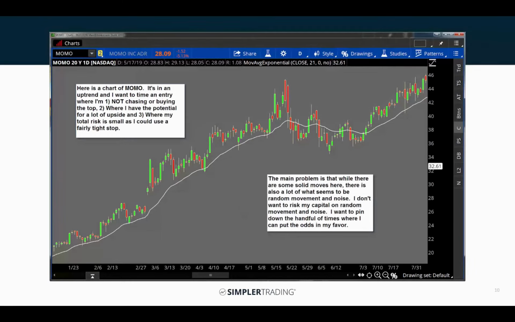Okay, so let's back up here a little bit. So here's a chart of Momo. So we got FOMO, we got JOMO, and now we got Momo. That was a total accident that I chose that symbol, but that's pretty funny. So if you look at this, believe it or not, the main problem is that it seems like there's a lot of movement, right? But really there's a lot of chop and a lot of noise, okay?